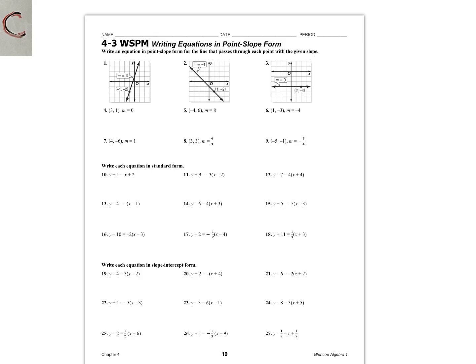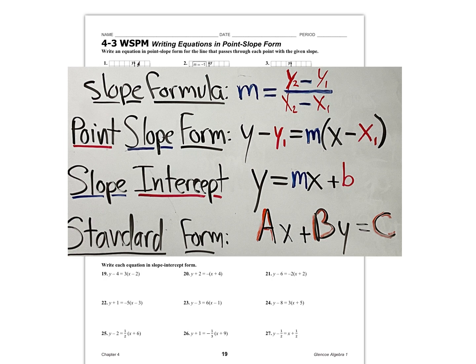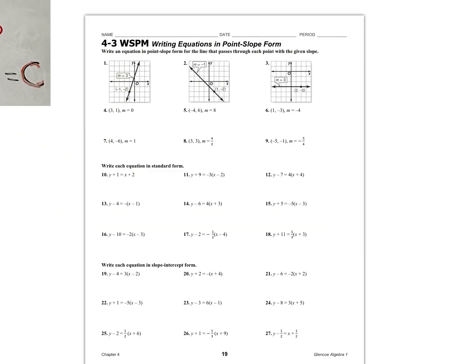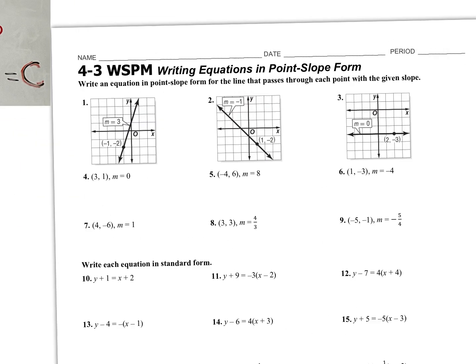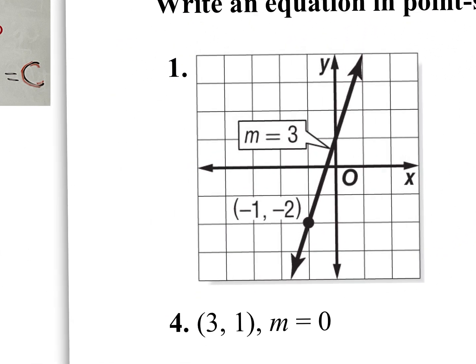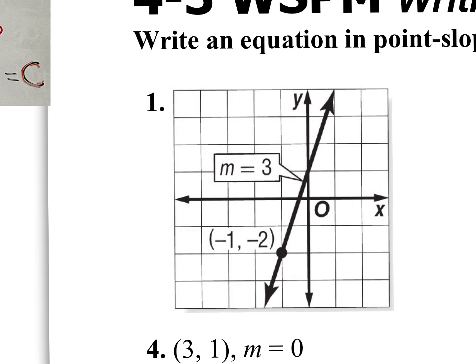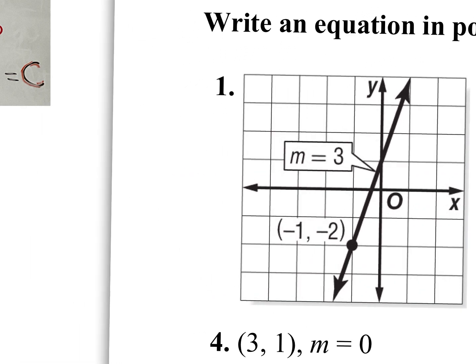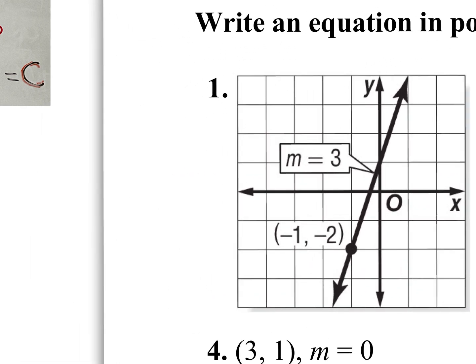Let's all take a look at the worksheet 4.3 WSPM. And again, I took this picture from the wall. It has everything you need: the slope formula, the point slope form, the slope intercept form, the standard form. And it depends what they ask you for. On this worksheet, they're working on point slope form specifically. So if I give you number 1, and they say write an equation in point slope form, obviously they want it in this form.